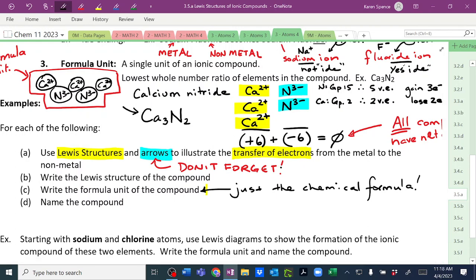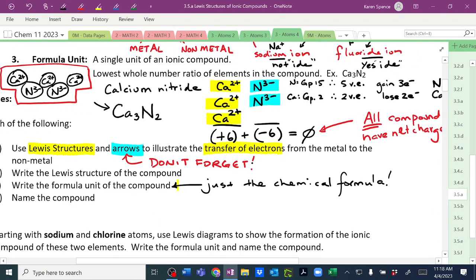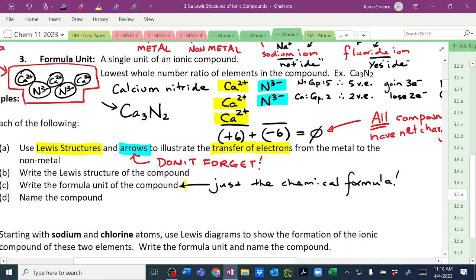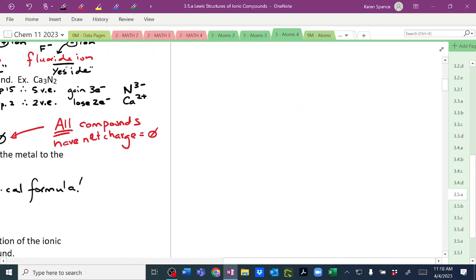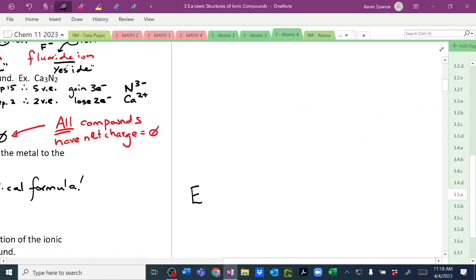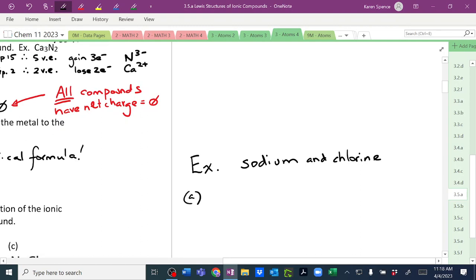So the examples are written out here, but I'm going to do them off to the side. So if you want to follow along with me, you can either just look at what's there or you can cover it up and write along with me. So we're going to do the first example, which is sodium and chlorine. So A, we're going to do the Lewis structures of the atoms.